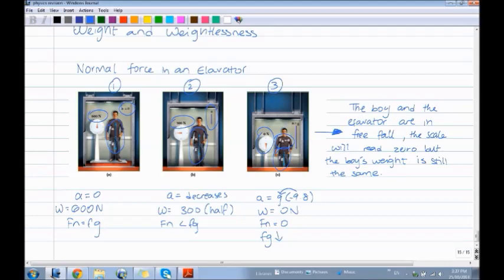Now the boy and the elevator are in free fall. Both the boy and the elevator are in free fall. The scale will read 0, but the boy's weight is still the same. So this means that when there's no Fn, it is weightless. Okay, it is weightless. So this is the end of the section and the end of the revision of this.